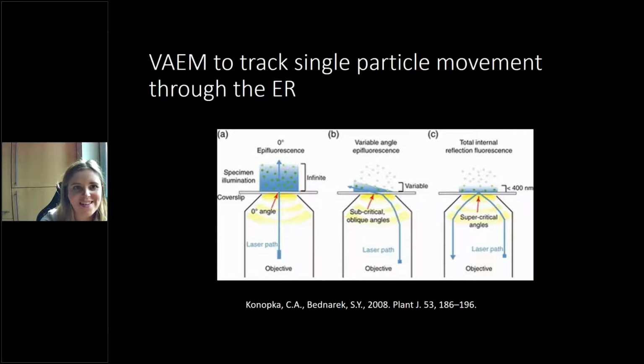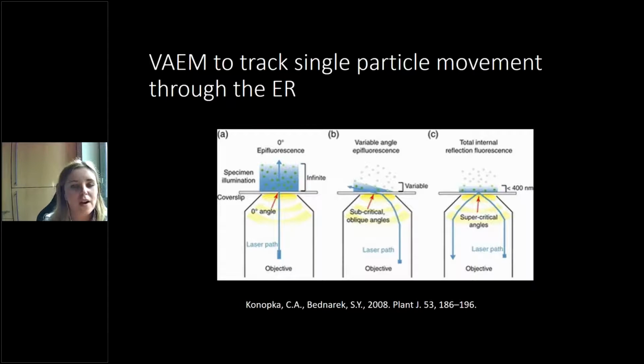So how can you see single particles in the endoplasmic reticulum? And the answer is very carefully. We can use variable angle epifluorescent microscopy to track the movement of particles. So normal epifluorescent microscopy, you have the sample and the laser beam comes straight down directly onto your sample. The other end, you have total internal reflection fluorescence, where you hit the sample at supercritical angles and you form an evanescent wave, which you can then use to look at just the first 400 nanometers-ish of a sample.